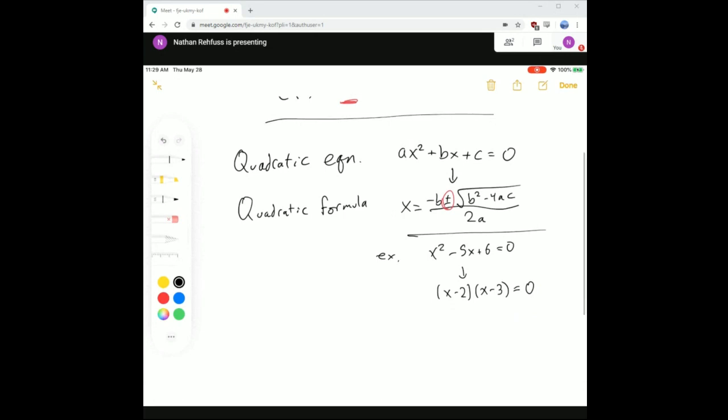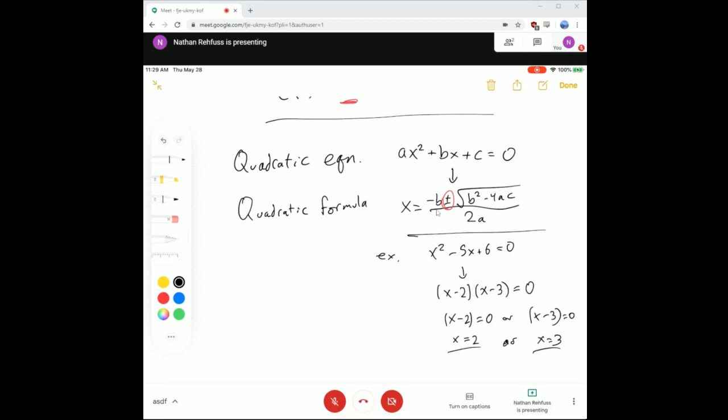So that means that either x minus 2 is 0, or x minus 3 is 0. So either x equals 2, add 2 to both sides, or x equals 3, add 3 to both sides. So we're getting two different solutions to most quadratic equations. And this plus or minus tells us we're getting those two solutions.